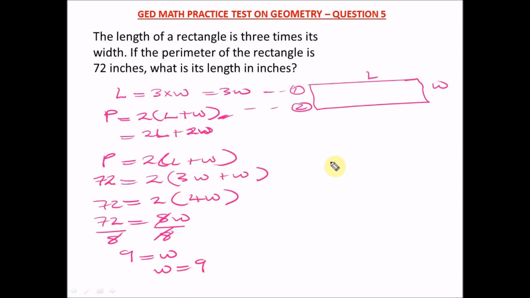Since we know our width is 9, but our question is asking for the length in inches. We know from equation 1 that L is equal to 3W, and we already found W as 9. So putting the value of W, which is 9, into this equation, we have L equals 3 times 9. What is 3 times 9? That will give us 27. So L, the length, is 27 inches. This is our answer.